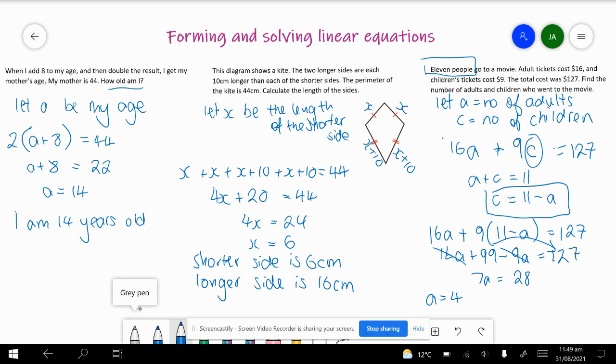28 divided by 7. Okay, and C, remember there were 11 people altogether, so the number of children must be 7, and answer it in the context of the question. There were 4 adults and 7 children. And that's how to go about forming and solving linear equations.